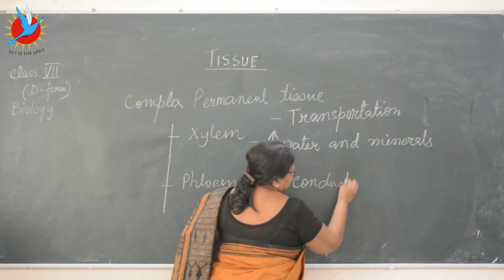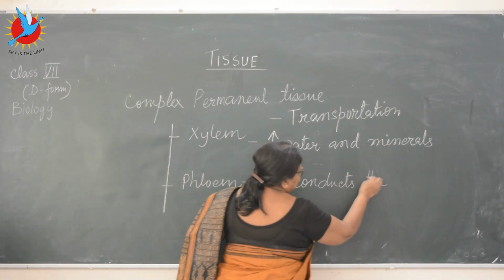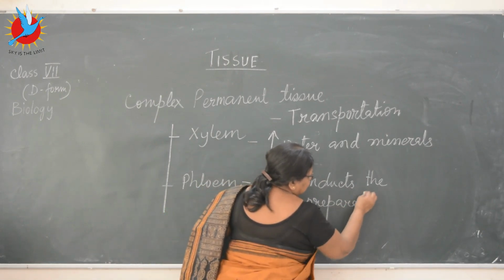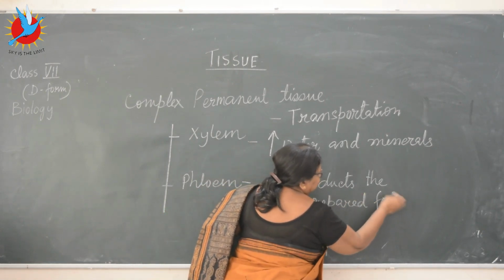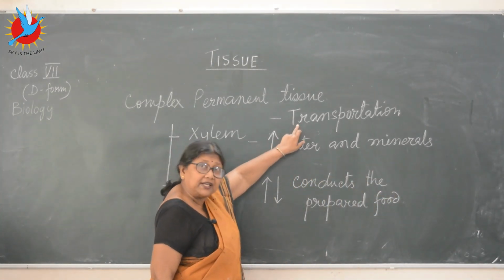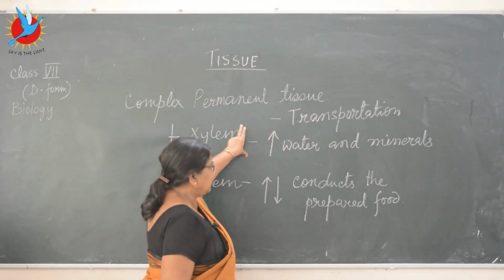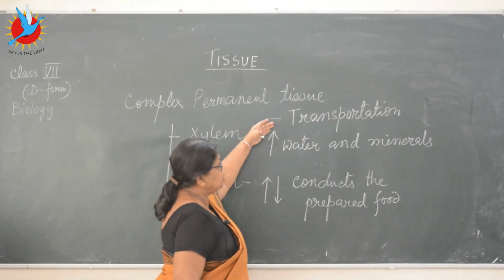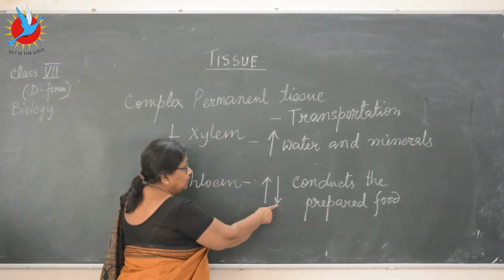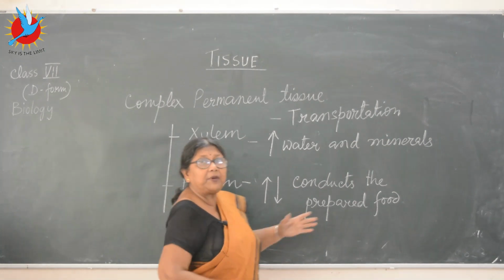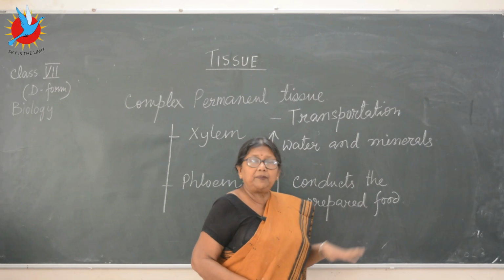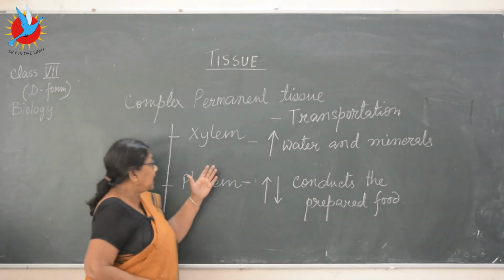And phloem conducts the prepared food. So you can see the function is same, transportation or conduction. Xylem: upward conduction of water and minerals, and phloem: upward and downward. You can see the arrow mark both ways. Conduction of the prepared food that is prepared in the leaves, that is conducted throughout the plant body through this phloem tissue. That's the function.